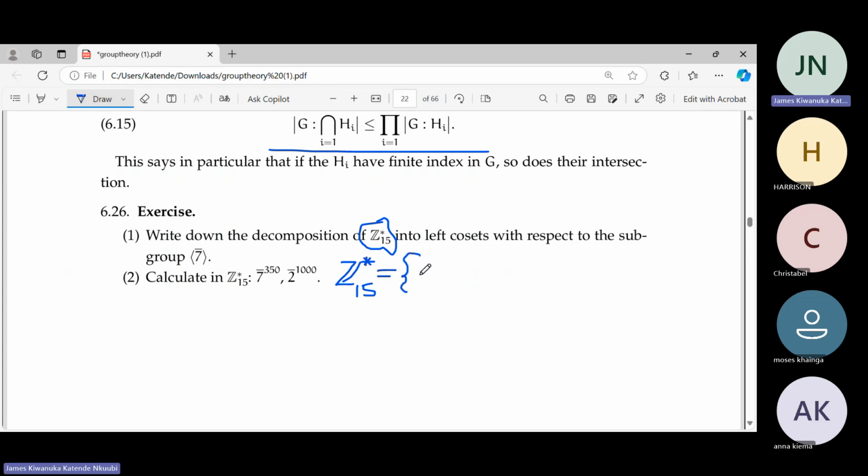So what are the elements of Z15 star? We have 1, the next one is... Remember we said these will be elements that are smaller than 15 but co-prime to 15. So the next one will be?